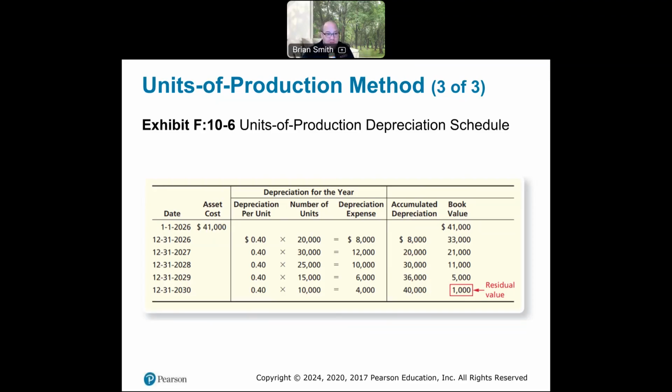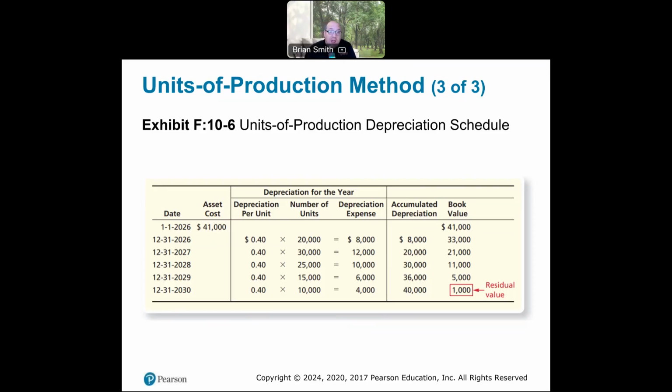It is possible that in 2030, that last year, we could have driven that vehicle 15,000 miles. But we can still only depreciate it using the 10,000 in this scenario because we cannot depreciate lower than the residual value. We cannot do it under any circumstance. We cannot depreciate it under residual value.